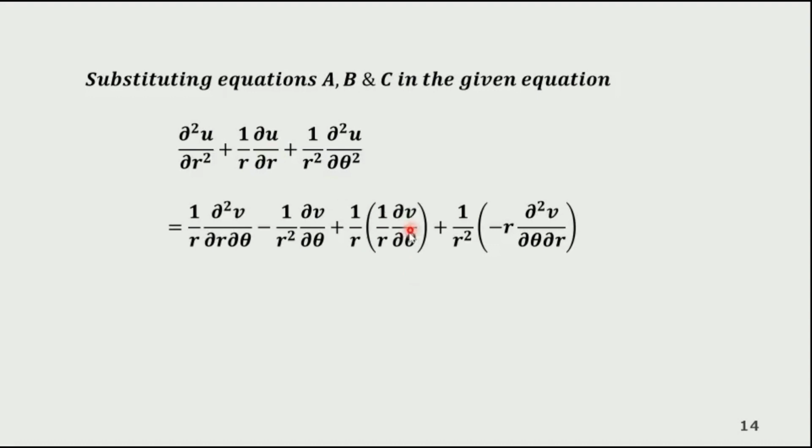This is from the first CR equation we have got. Then this is ∂²u/∂θ² we have substituted. This is from equation A, equation B and equation C. Simplify karo, dekho all the terms are getting cancelled or not.